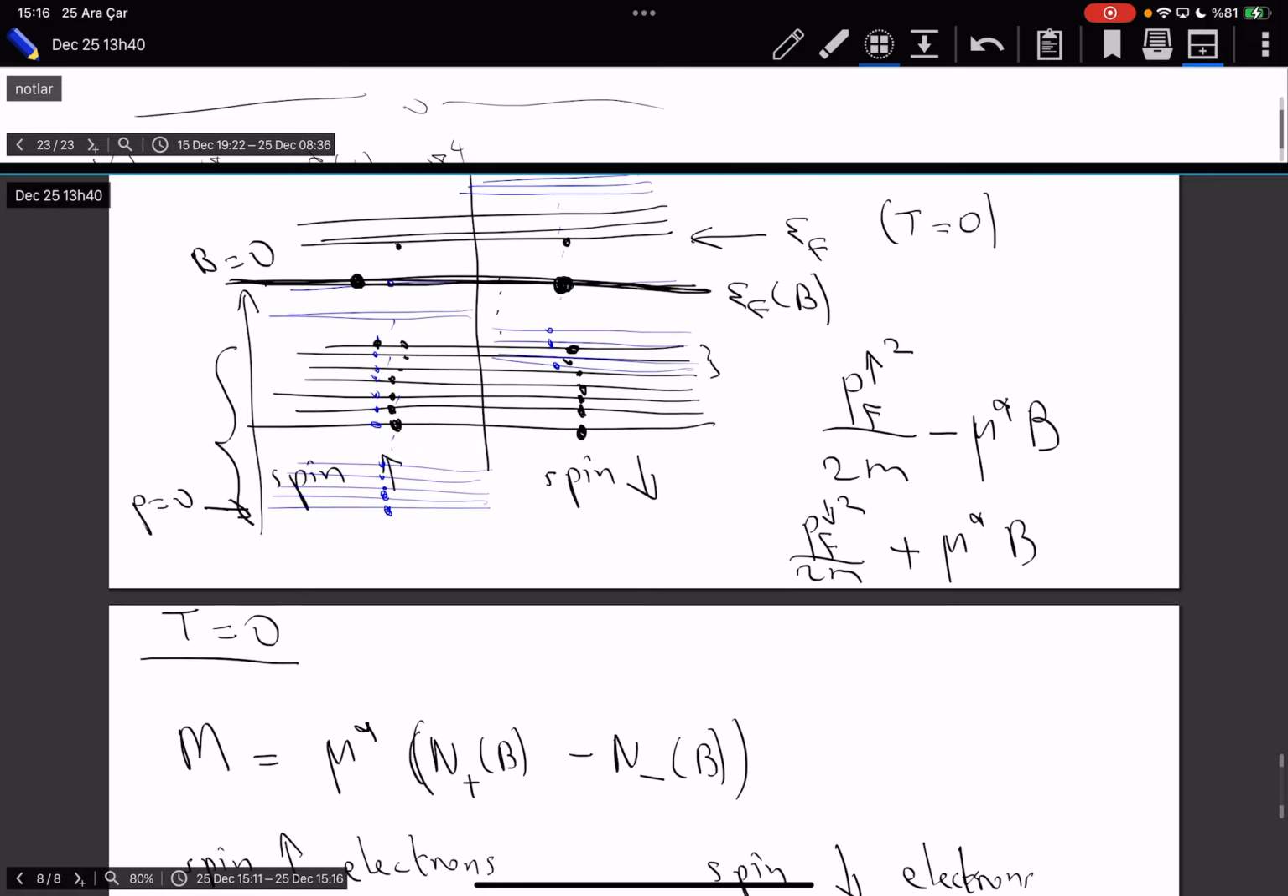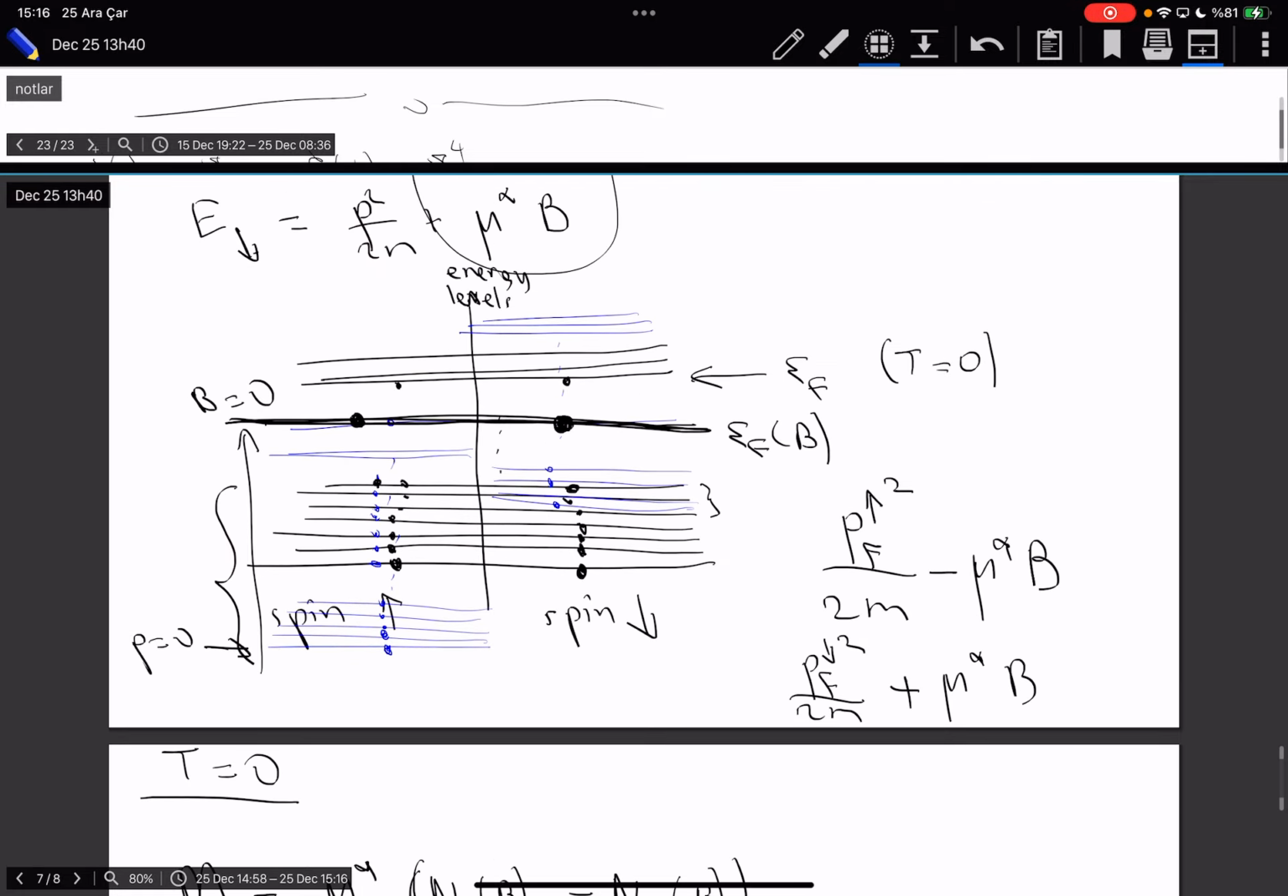Okay, so let me ask you another question. What do you think is the magnetic field dependence of this Fermi energy? How does the position of EF change as B increases? Does it increase, decrease, stay the same? Stays the same, I guess. No, it should increase. Should increase, I think.